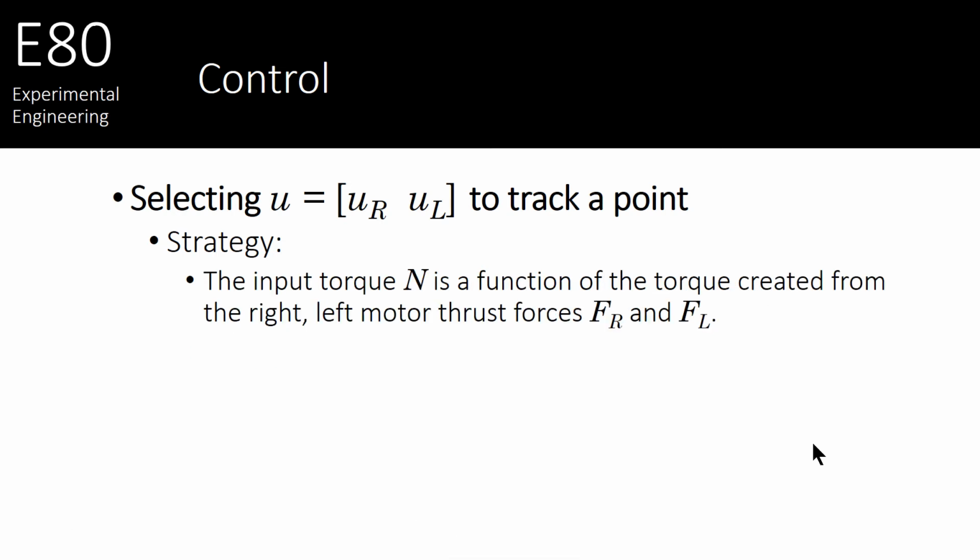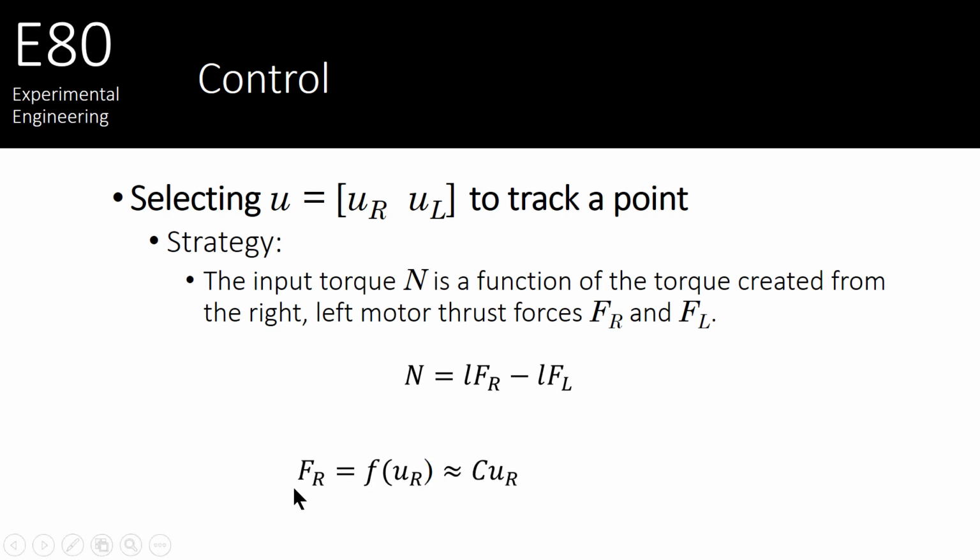Now the input torque N is a function of the two forces, one from each thruster, the right and left thrusters, that is. In fact, now we need that distance L from the center point of rotation, and we can say that the input torque N is L times the output force from the right thruster minus L times the output force from the left thruster. You can draw this out, and probably should if you don't understand where this comes from.